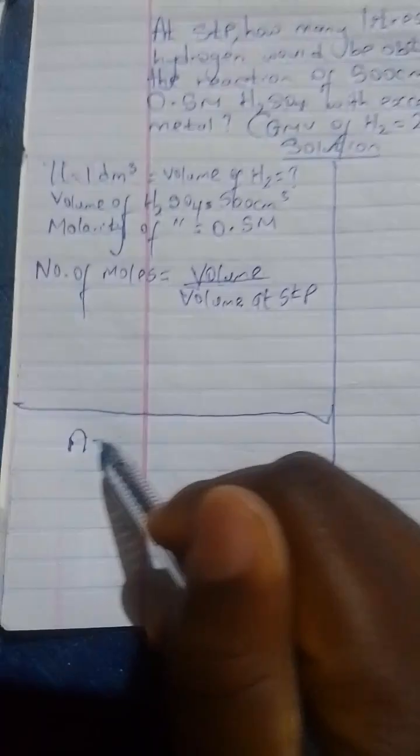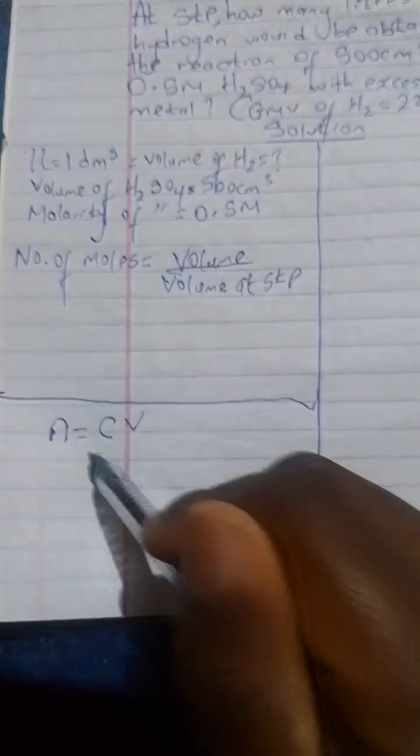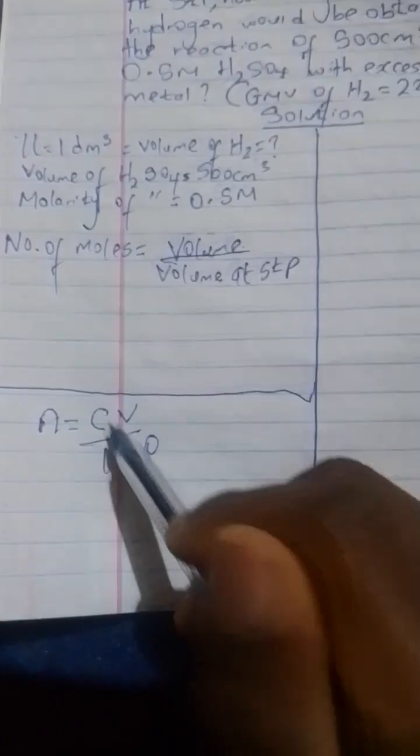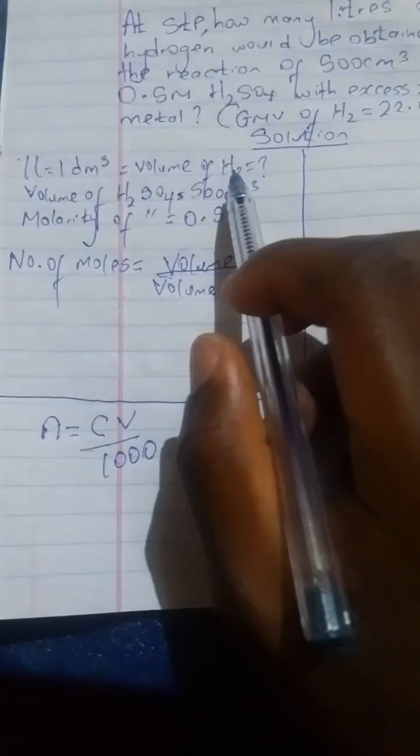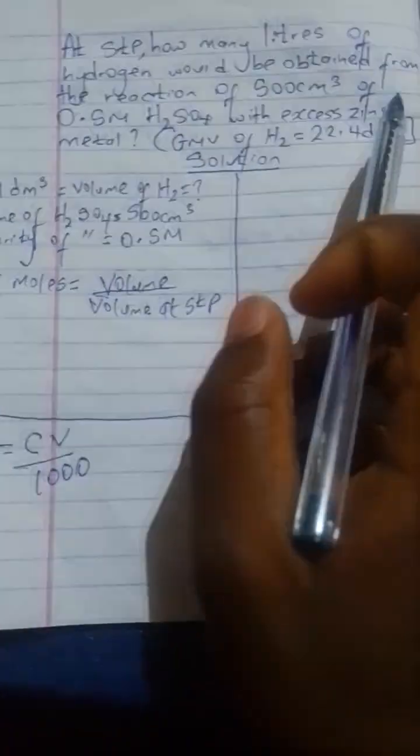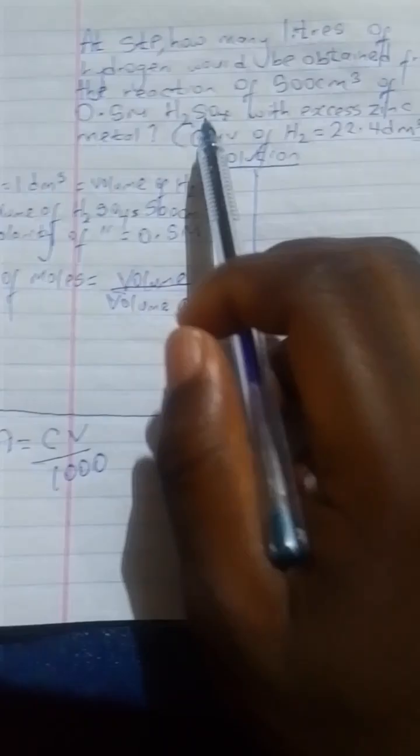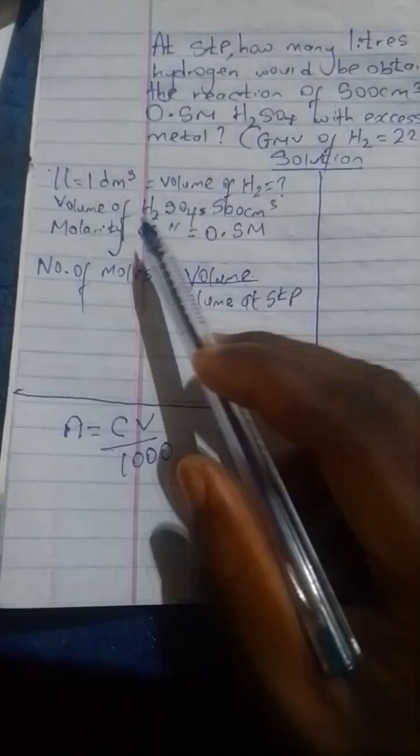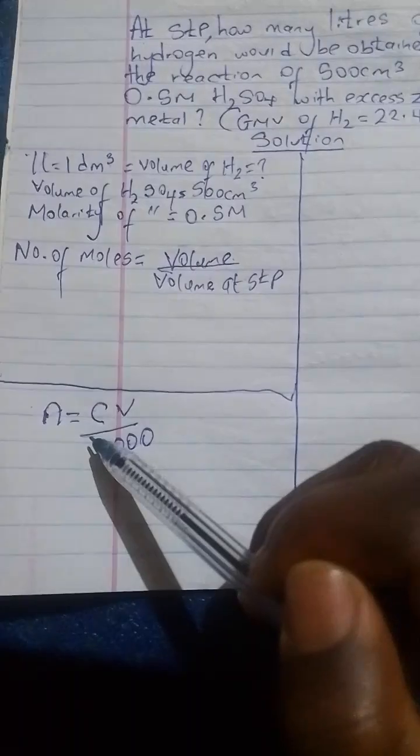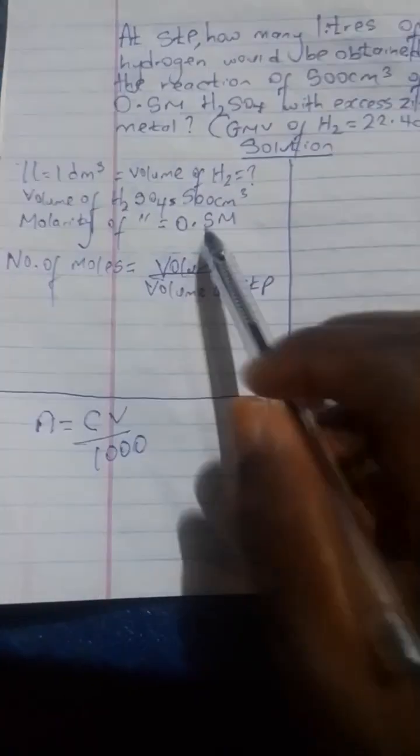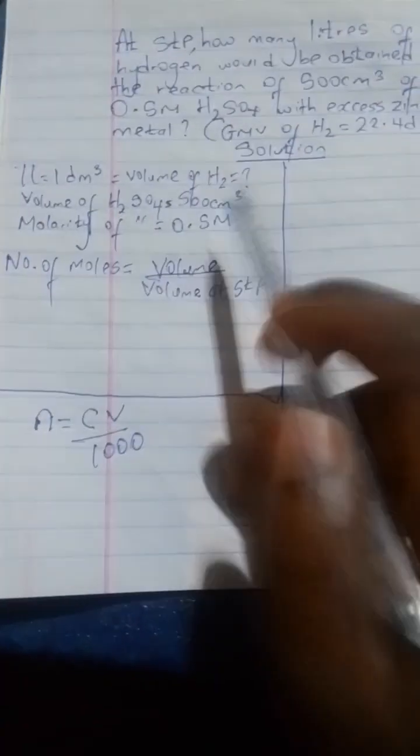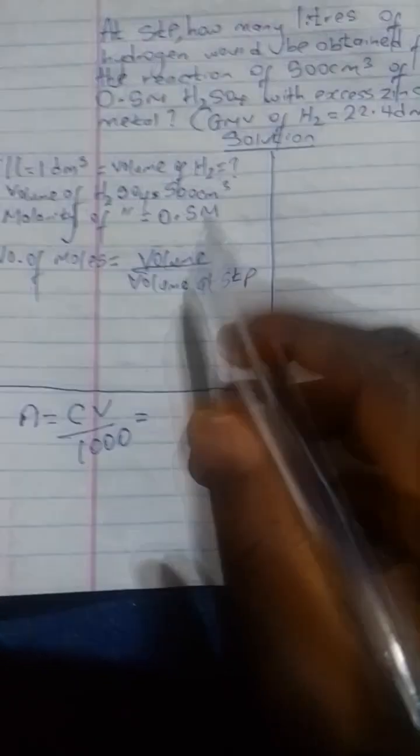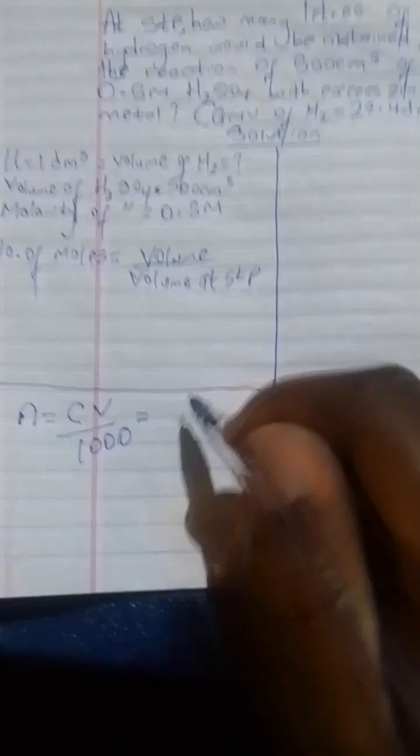Number of moles is equal to concentration times volume over 1000. I'm using this formula to find the number of moles of H2SO4. I was given the concentration, which is the molarity, and I was given the volume. I'm dividing by 1000 because the volume is in cm cube. Assuming it was in dm cube, there would be no need for this 1000.